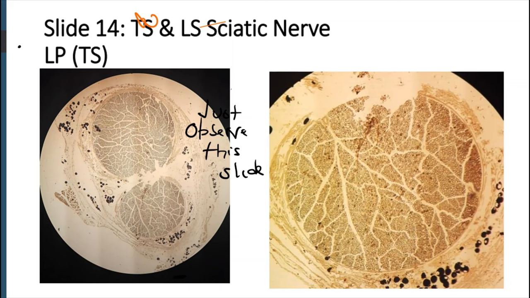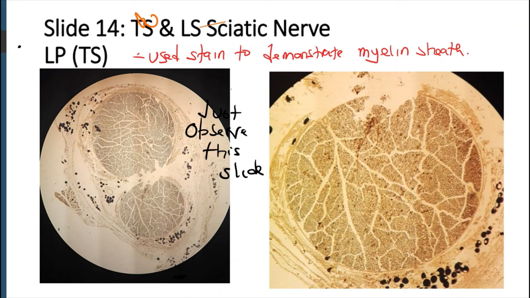Now, here is a sciatic nerve as well, but this has been stained using silver stain. The reason why they use silver stain here is to demonstrate myelin, the myelin sheath. So here our main focus is the myelin sheath.